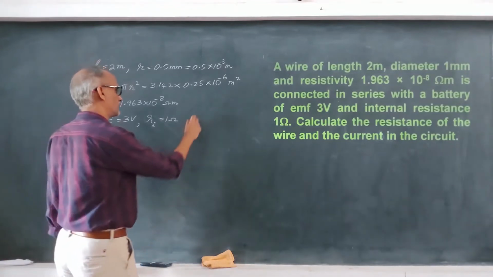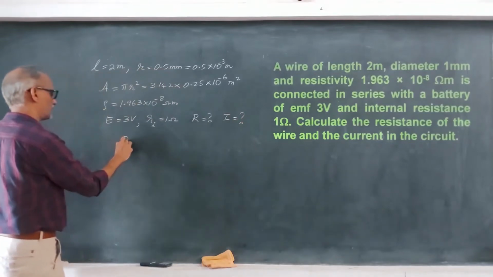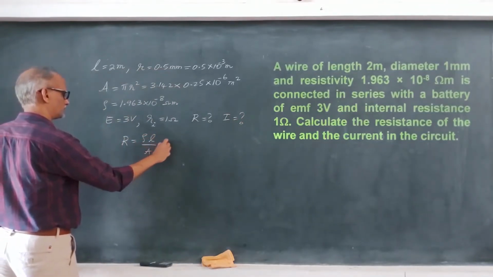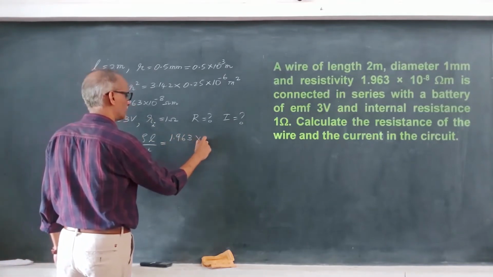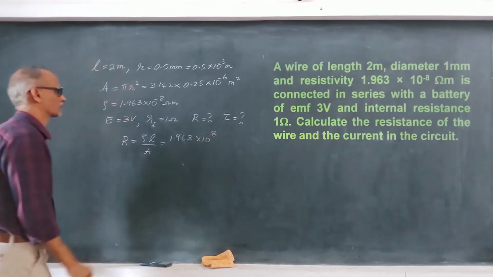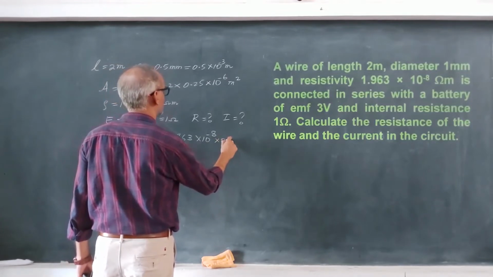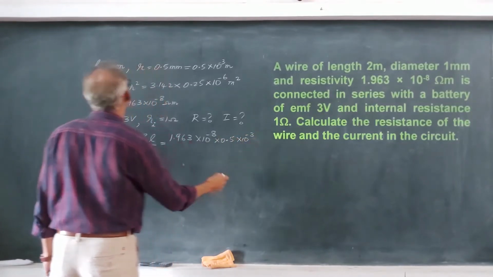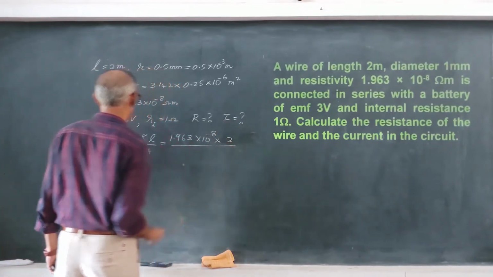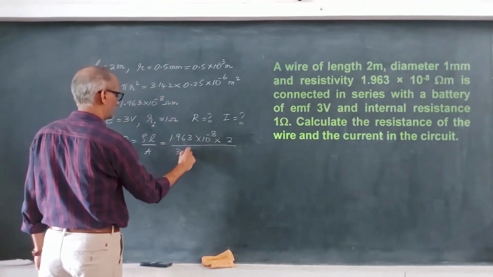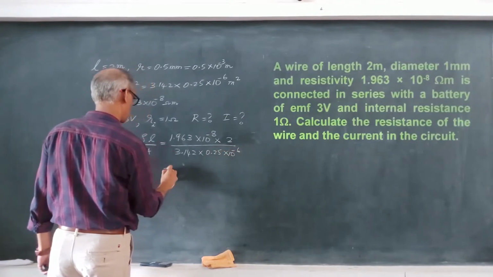Calculate the resistance of the wire, we have to find R, and then the current in the circuit. So how to find R? R is equal to rho L by A. Value of rho is 1.963 into 10 to the power minus 8. Length L, which is 2 meter here, divided by area of cross section, this 3.142 into 0.25 into 10 to the power minus 6.